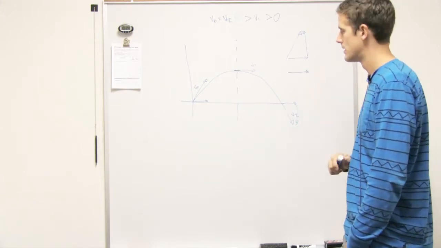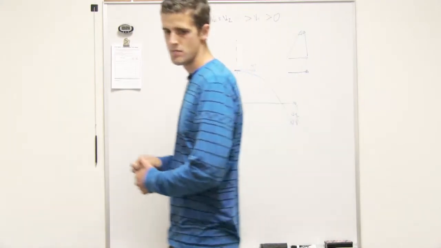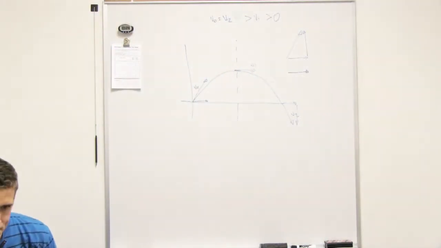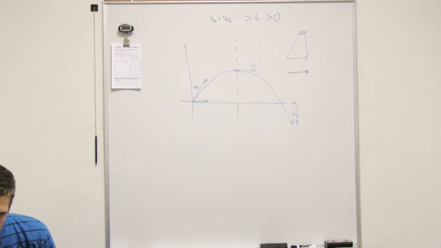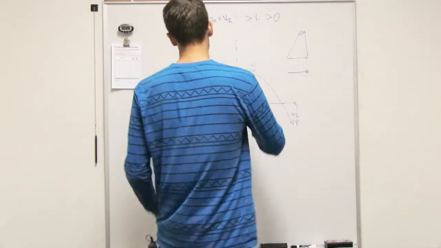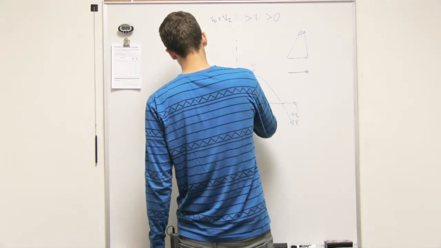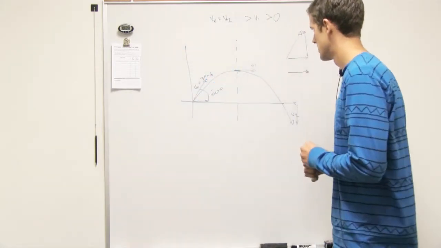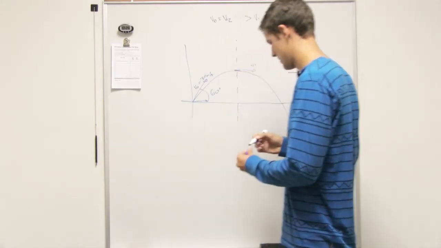Gotcha. So, okay. So now it's saying you take the same thing, but you make V naught 30 meters per second and 60 degrees. Yeah. Okay.